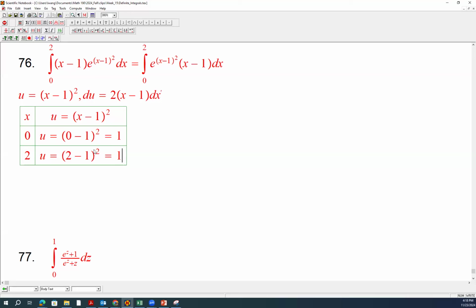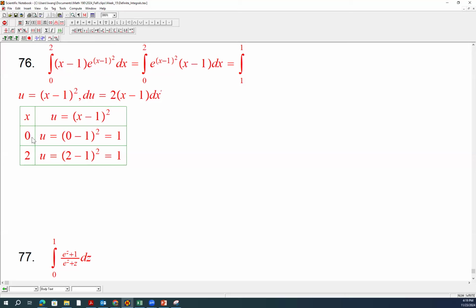All right, let's see what we are getting here. This is an interesting question, isn't it? I'm going to quickly double check that I copied the question correctly. Number 76, from 0 to 2, (x minus 1) multiplied by e raised to the power (x minus 1) squared. Okay, I copied the question correctly. So what we're getting is an integration where the lower limit and upper limit have changed to be the same number, 1 and 1. Is that right?